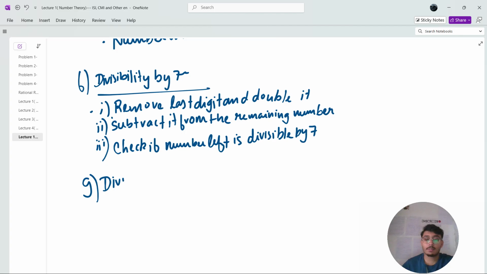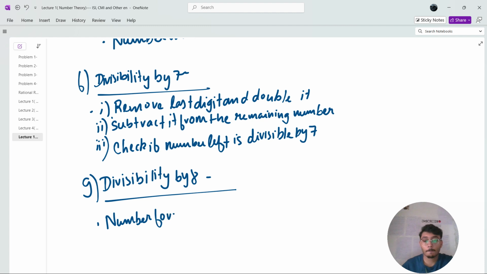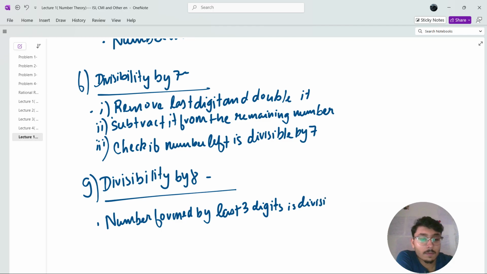My G is divisibility by 8. Number formed by the last 3 digits must be divisible by 8. For 4 it was 2, for 8 it is 3.